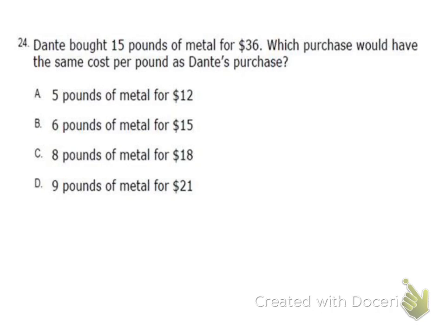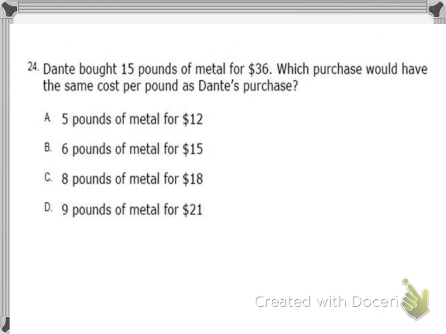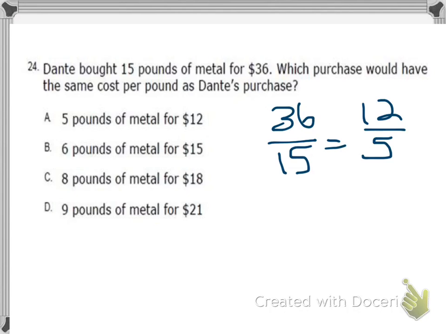Dante bought 15 pounds of metal for $36. Which purchase would have the same cost per pound as Dante's purchase? So we always put money on top. 36 over 15. Let's see. One way we can do this is to reduce. If I divide both of these by 3, I'm going to get 12/5. 5 for $12. Let's see if that helps. Well, here we go. 5 pounds of metal for $12. So these are equivalent ratios.